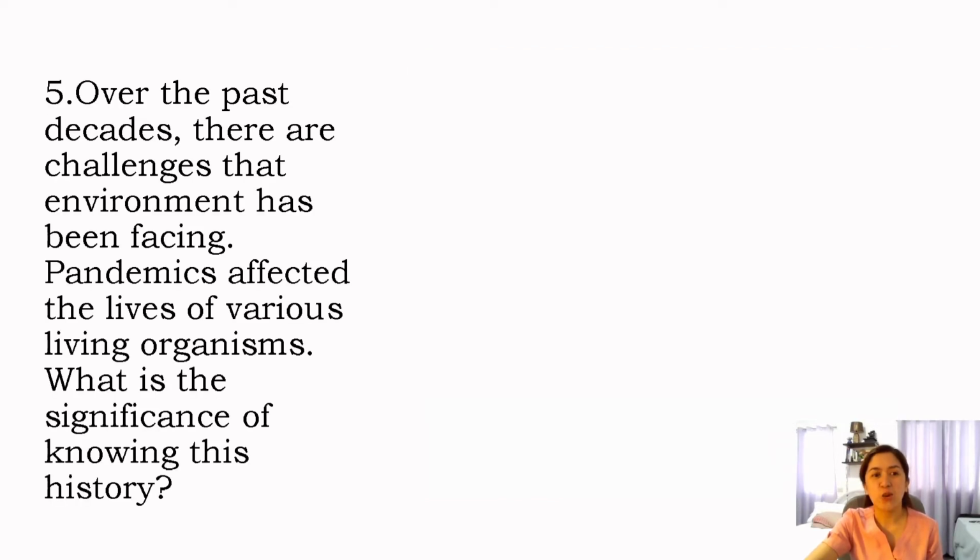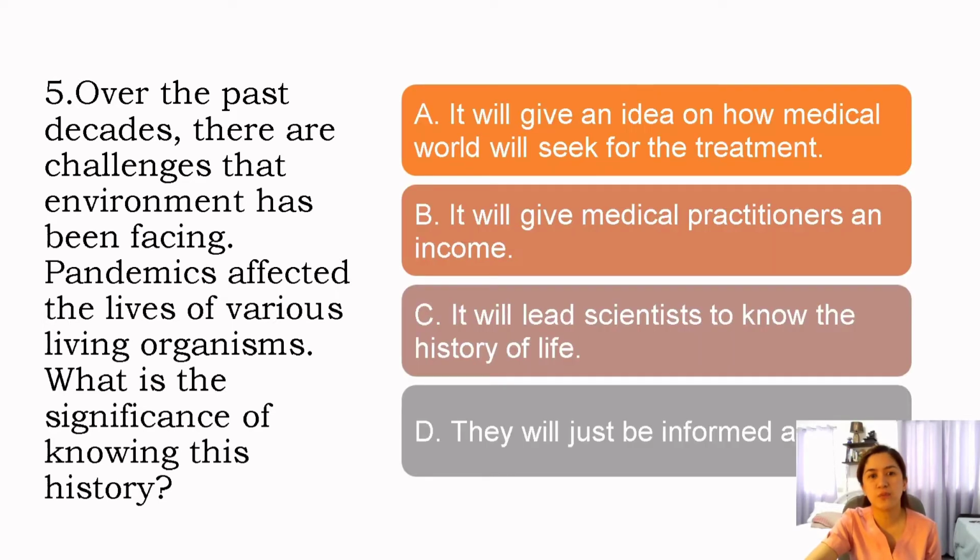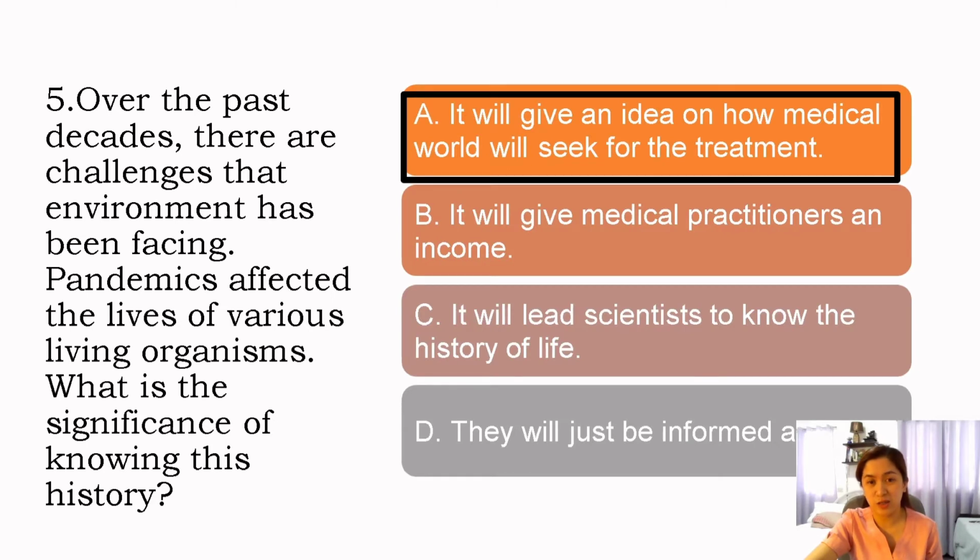Number 5. Over the past decades, there are challenges that the environment has been facing. Pandemics affected the lives of various living organisms, including us. What is the significance of knowing this history? A. It will give an idea on how the medical world will seek treatment. B. It will give medical practitioners an income. C. It will lead scientists to know the history of life. D. They will just be informed about it. The correct answer is letter A. Of course, it will give an idea on how the medical world will seek treatment.